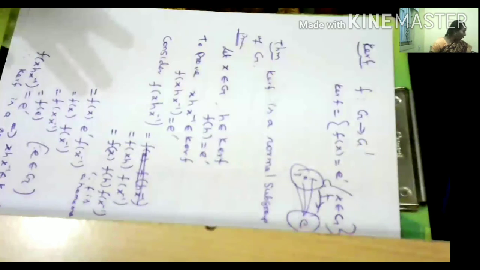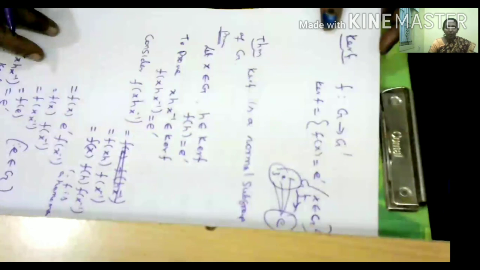So see here, we recalled the definition of normal subgroup: take one element from capital G and another element from capital H, then find the element X H X inverse. If it belongs to capital H again, we can say that H is a normal subgroup of capital G. So here we have proved that the intersection of two normal subgroups is again a normal subgroup, and also that kernel F is a normal subgroup of capital G.